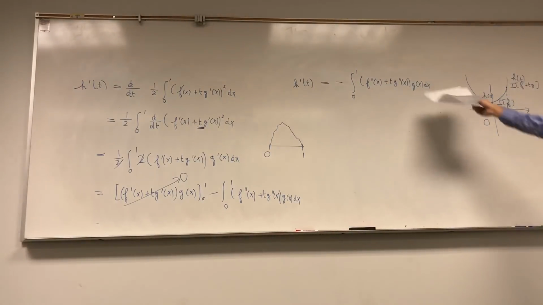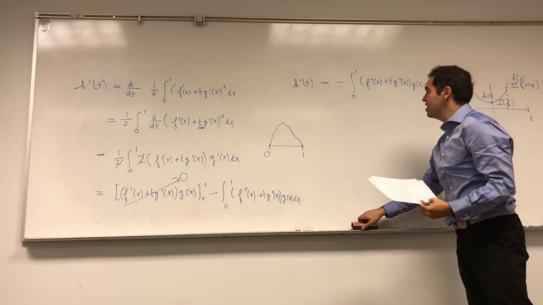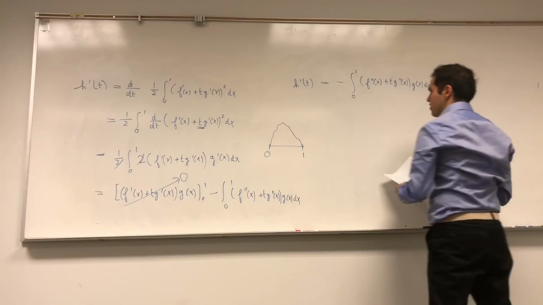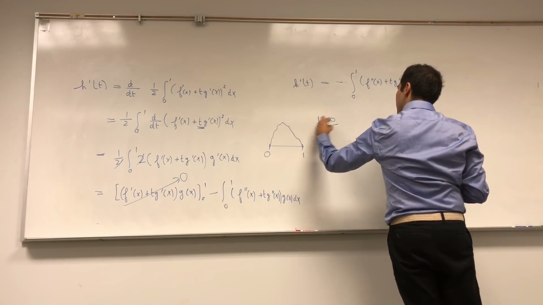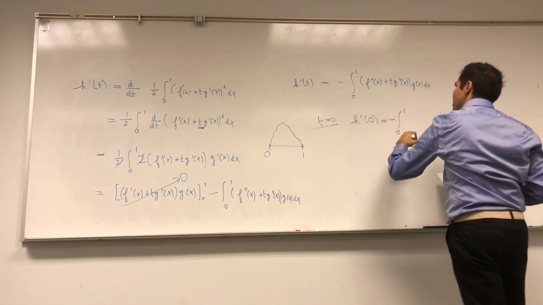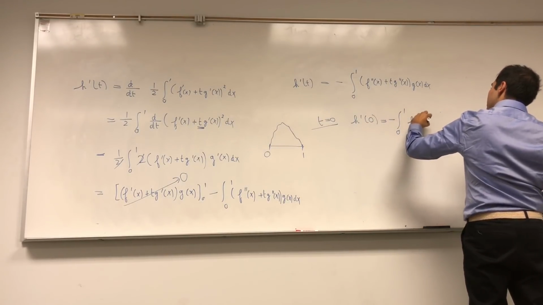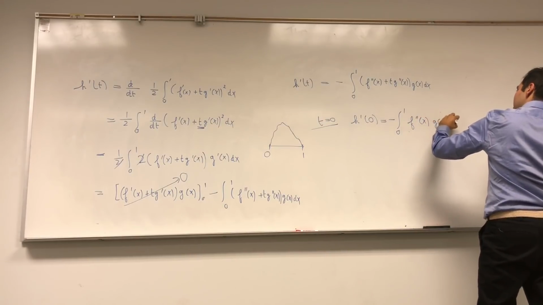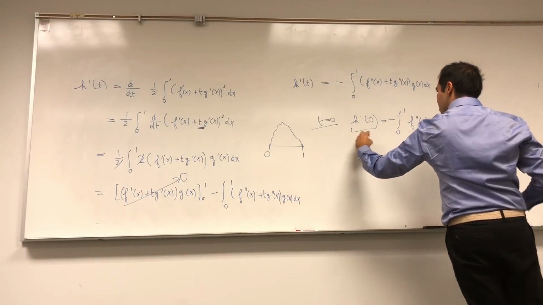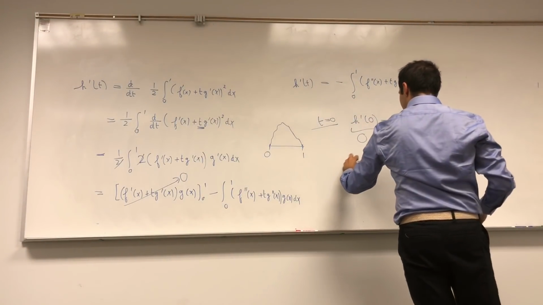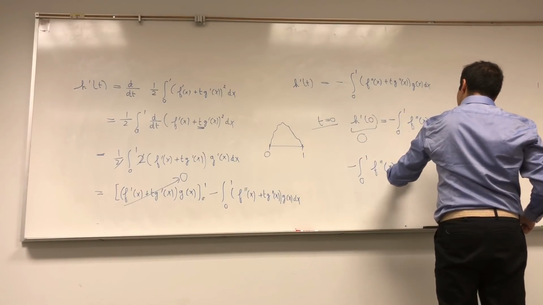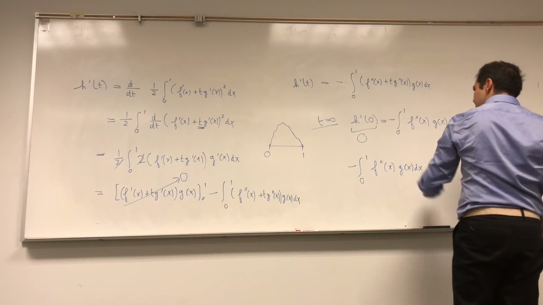And now, remember, we know that h prime of 0 equals 0. So let's just plug in t equals 0. h prime of 0 is minus integral from 0 to 1 of f double prime of x times g of x dx. And remember, you know that this is 0. So what we get now is minus integral from 0 to 1 of f double prime of x times g of x dx equals 0.